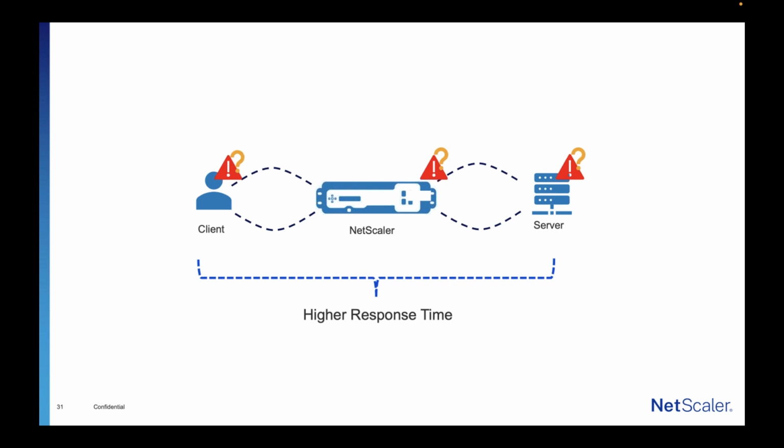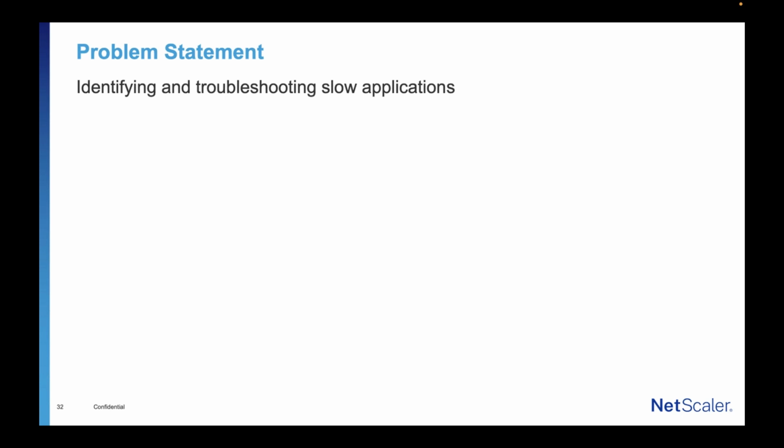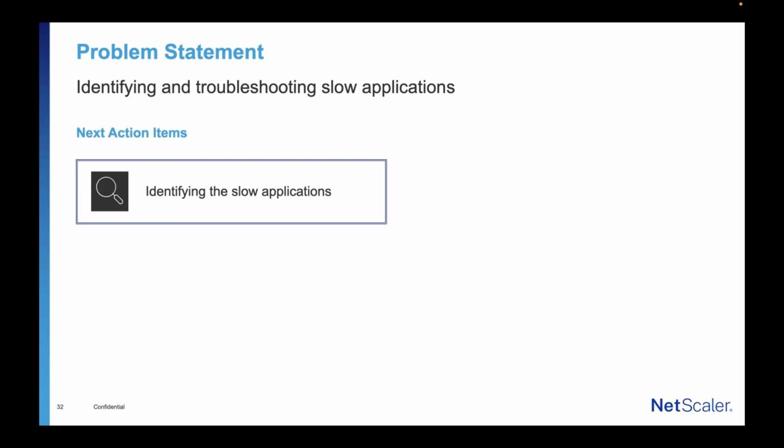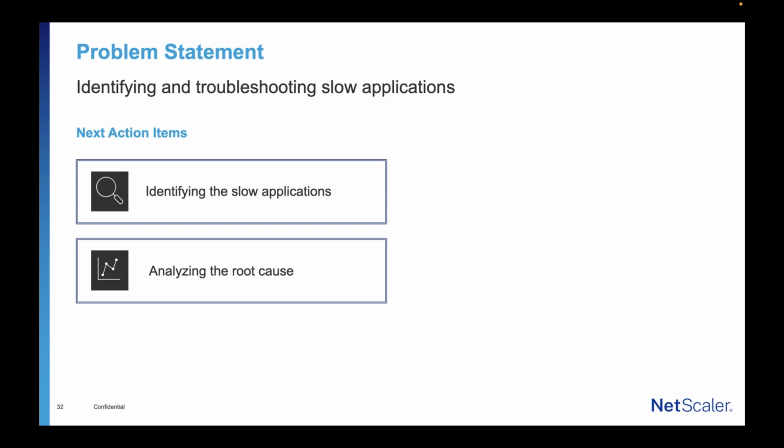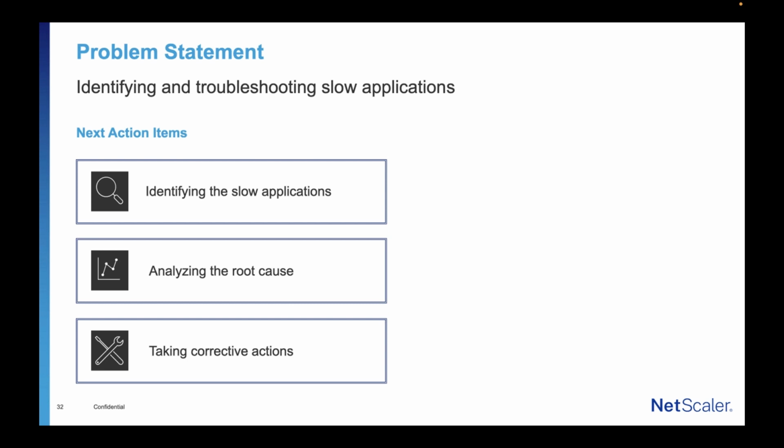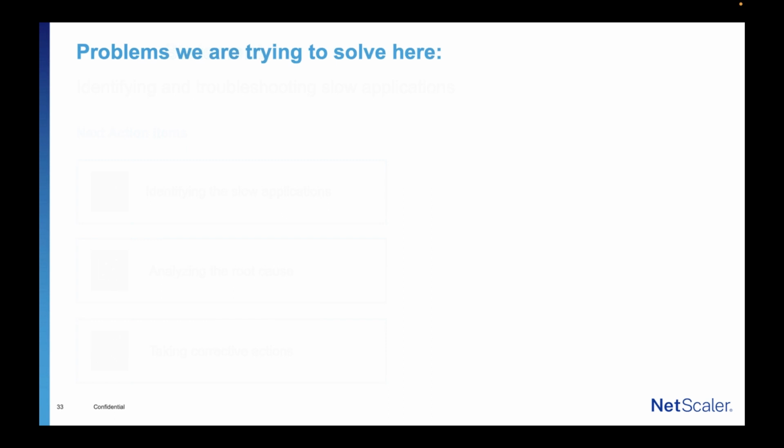So this will take much of your time, and the problem statement here is how you can identify and troubleshoot slow applications. What if you want to analyze all the applications that have been performing slow and take corrective actions? What are the action items involved in troubleshooting such a slow application? First, you need to identify which applications these are. Then analyze the root cause and identify what is causing your application to perform slow, and then take corrective actions. Now, this entire process is made faster and easier with the help of Web Insights.